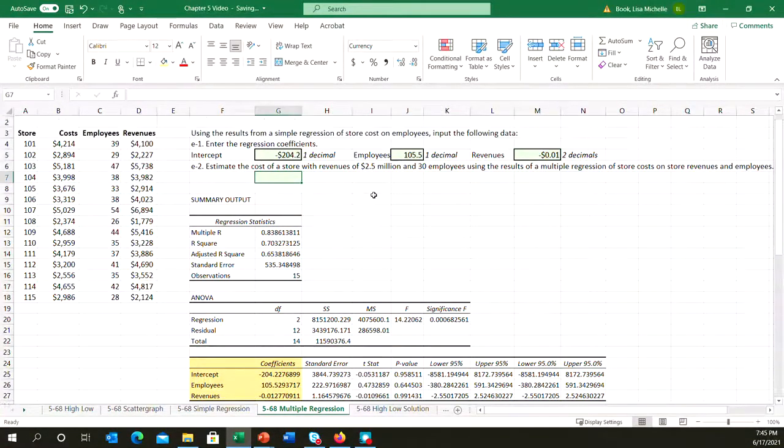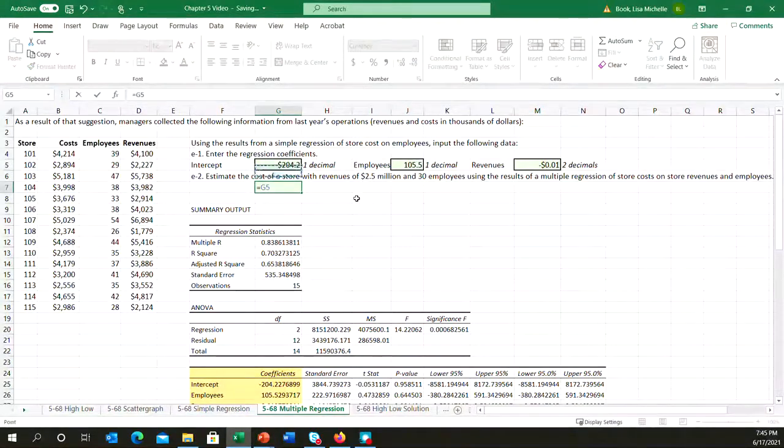Again, building my formula, it would be starting at my fixed cost of negative 204.2, or my intercept. Plus, I'm going to go ahead and do employee first, 105.5 times 30 employees. Also, plus the fact that I'm going to take that negative 0.01 and multiply it times a predicted revenue of 2.5 million. Now, I'm going to do something, if you're struggling with this problem, I'm entering as 2,500 because recall on all the other numbers, we took off the last 3 zeros. So if you're struggling and you're checking my work and you can't get this, that may be your problem.